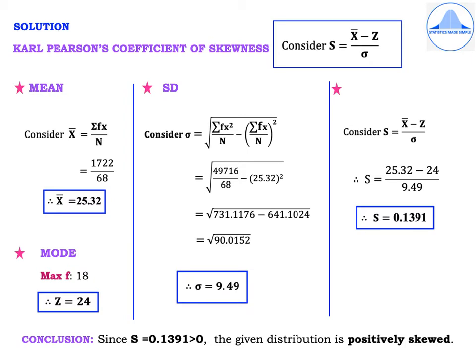And now since this would be a 10 marker, we have to also write the conclusion. Now because we have got a positive value for the coefficient of skewness, it means that the given distribution is positively skewed. So let us write the conclusion in a proper format. Write since S is equal to 0.1391, which is greater than 0, the given distribution is positively skewed.